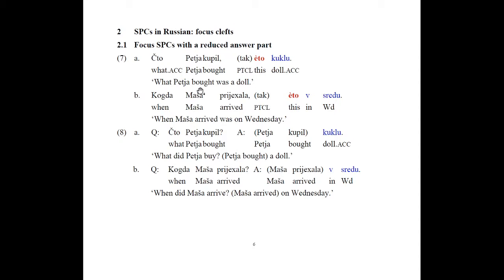And such examples, similar to their English counterparts, are parallel to those question-answer pairs involving two interlocutors. So you can say an example in 8a, I can ask a question, what Peter bought, and the answer will be Peter bought a doll, or just a short answer, a doll.